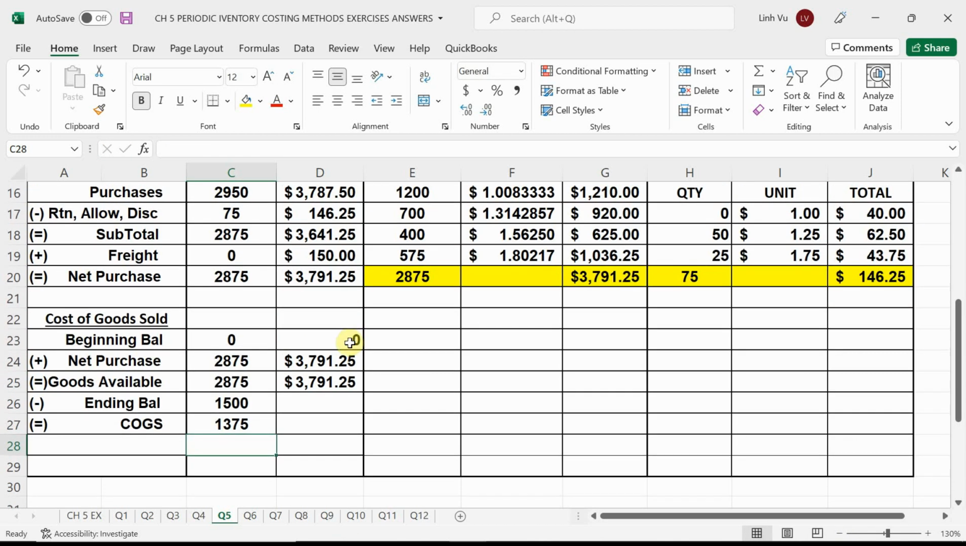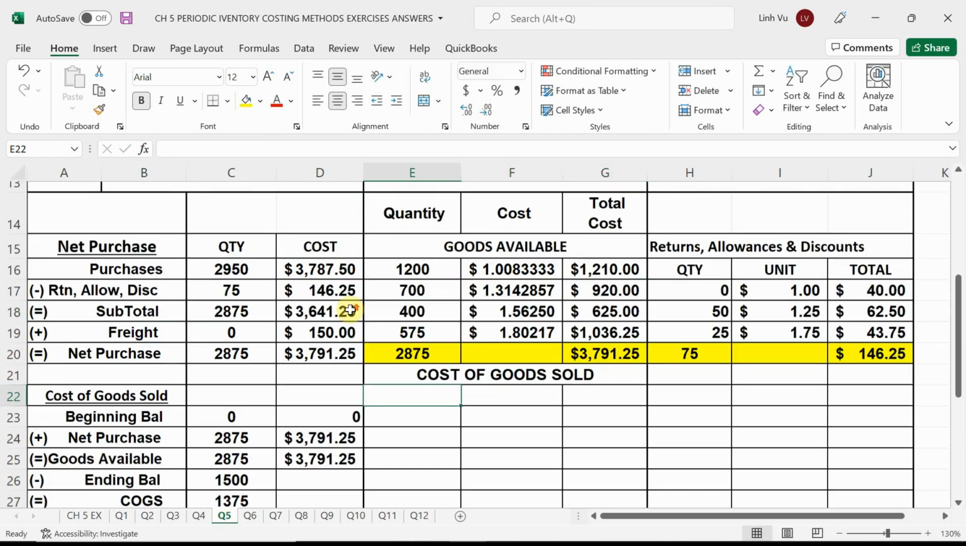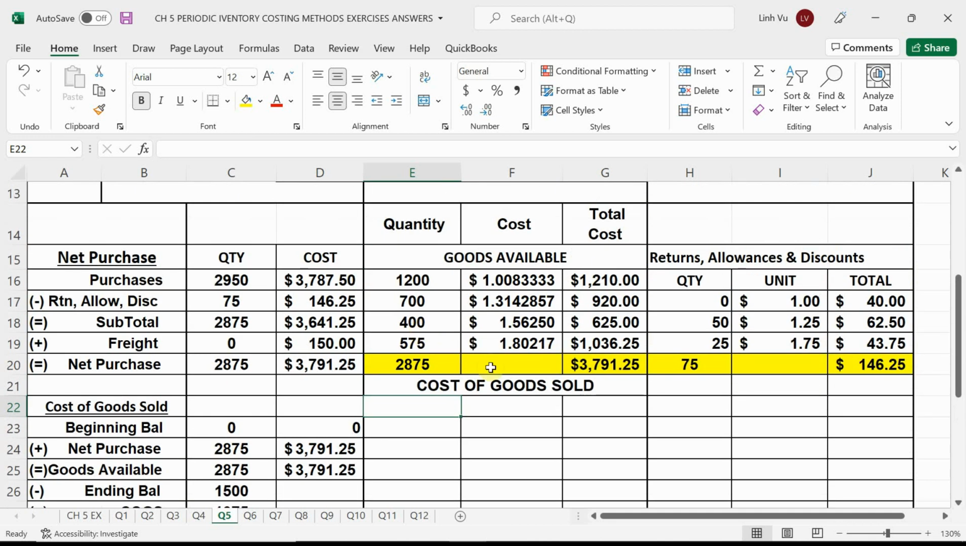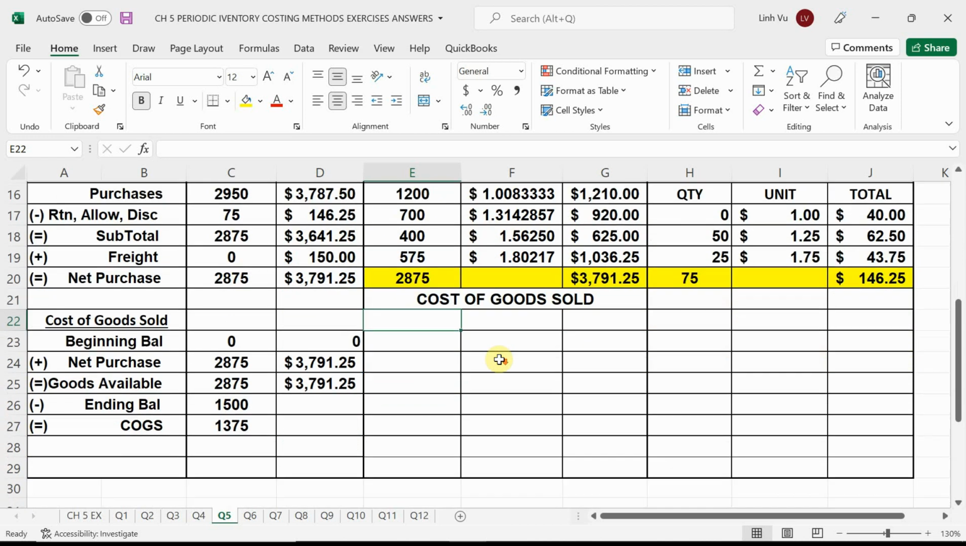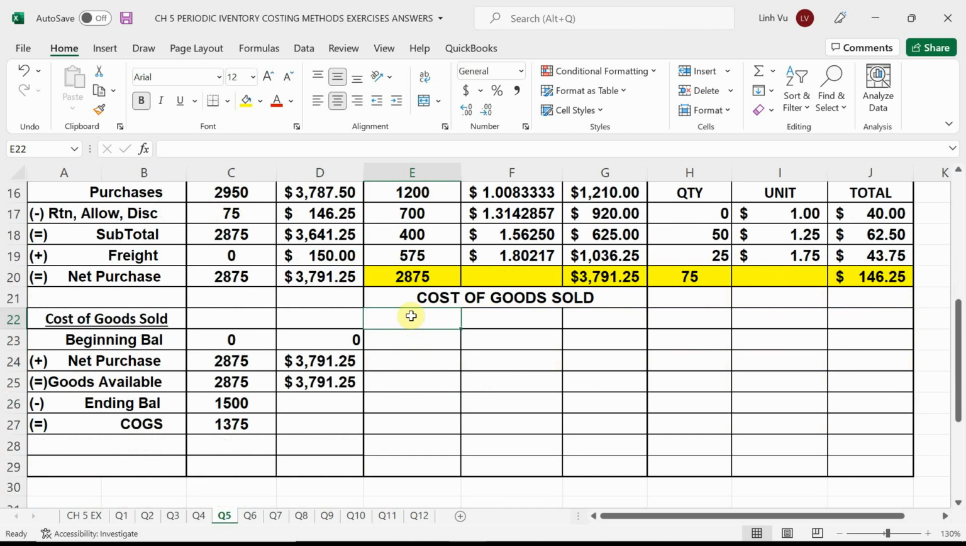1,375. So therefore, I need to solve for my cost of goods sold. Okay, so here, I'll make my table for the cost of goods sold. In this case, I have 4 batches of inventory, right? And let's see, I have 1,500 units left. So let's do 3 boxes. So we'll put it here.